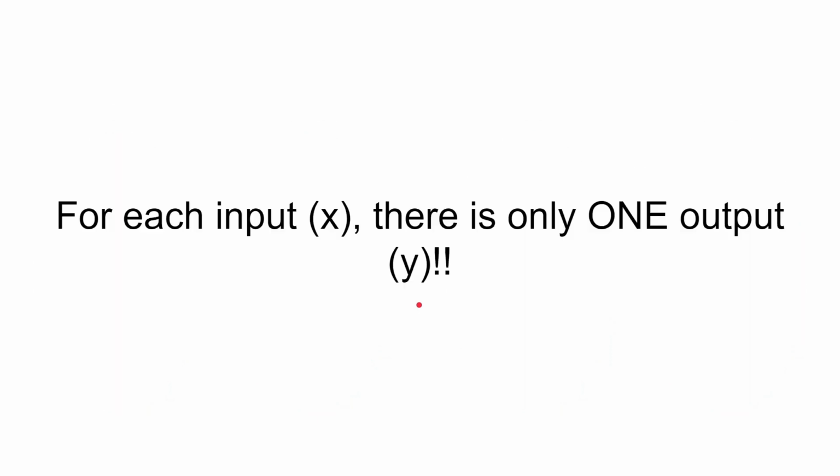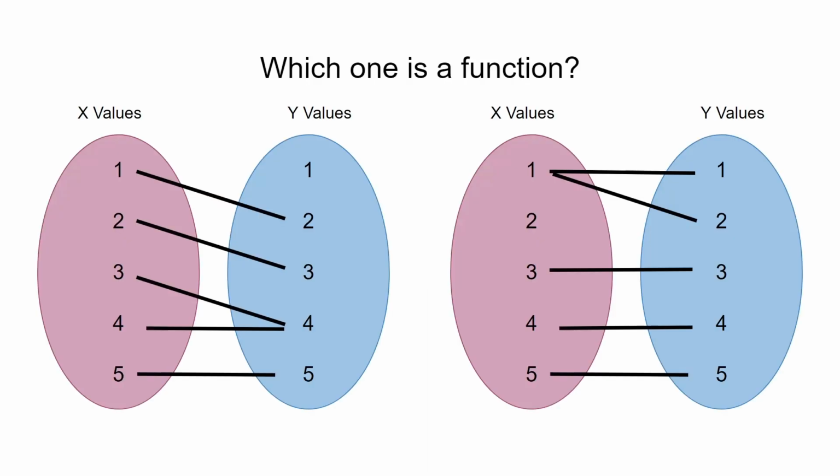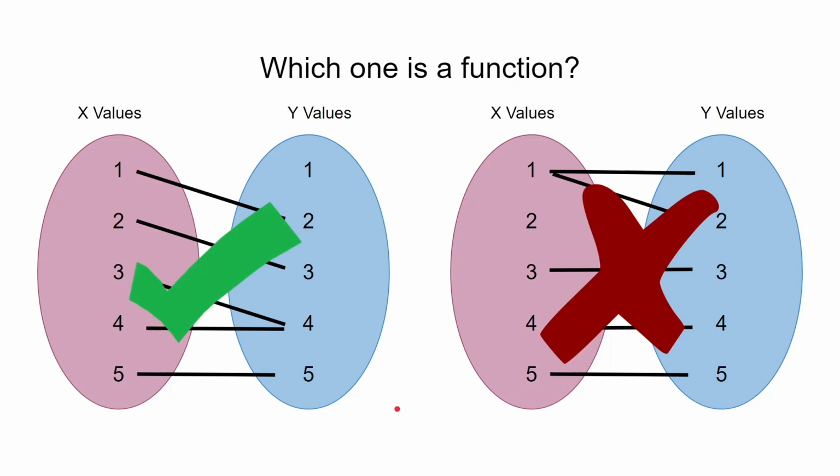Now, taking a look at the last slide, we see for each input, there's only one output. So this means there should only be one line that connects to an x. Here we see that each x has only one line, but this one, you see it has two. So now we can determine that the left is the function and the right is not.